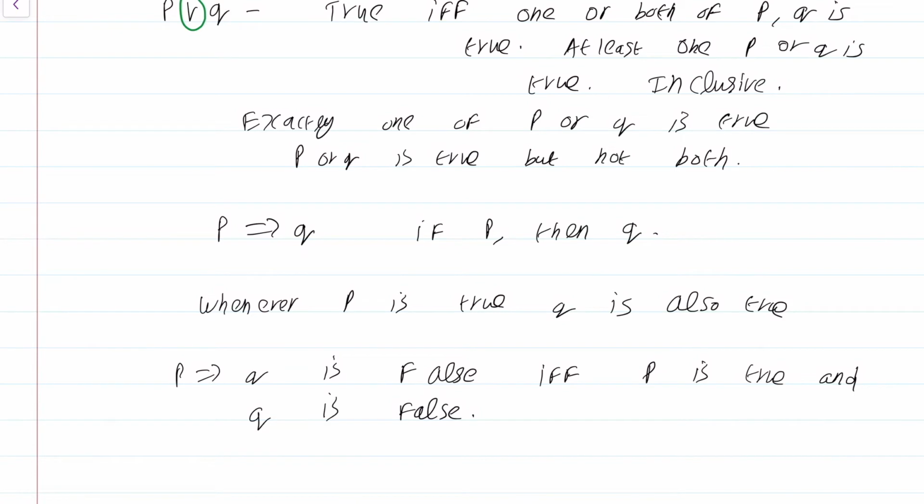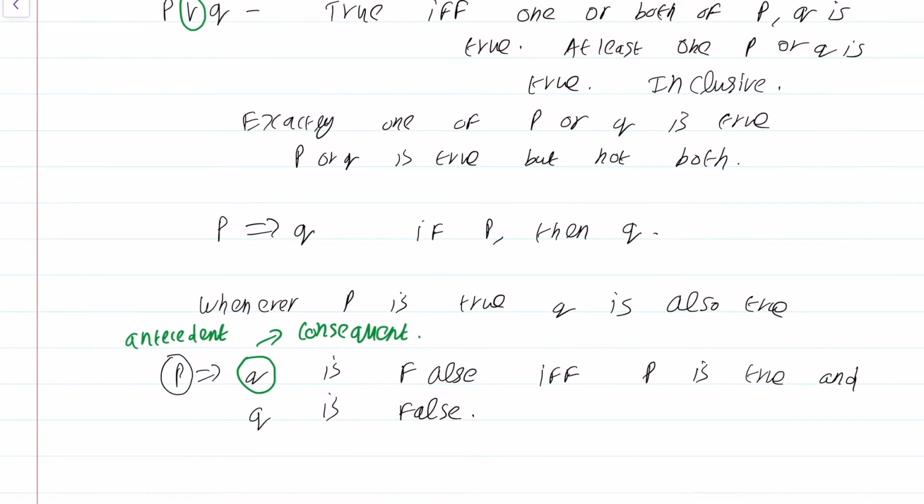So the statement P is also called the antecedent, whereas the statement Q is called the consequent. So there are several ways to read this. Q follows from P. If P, then Q. P implies Q.